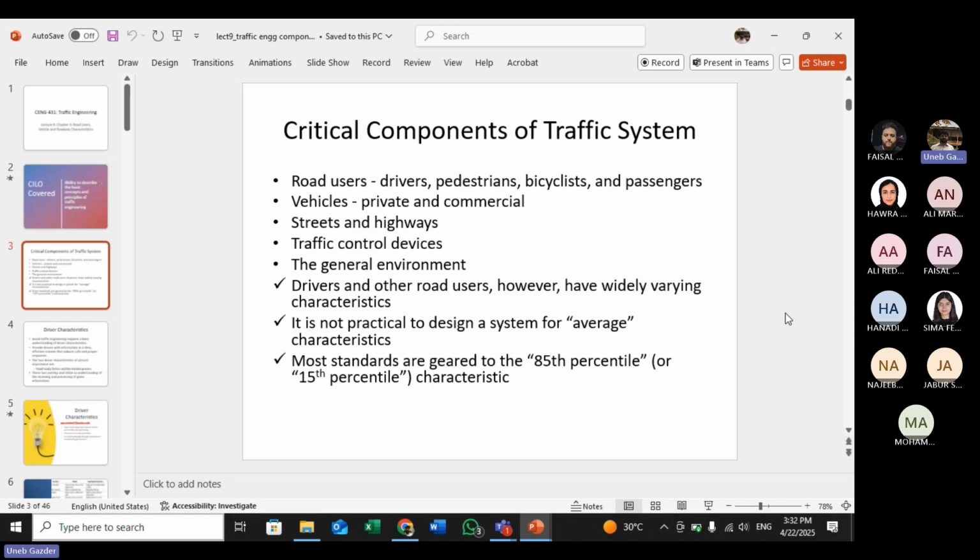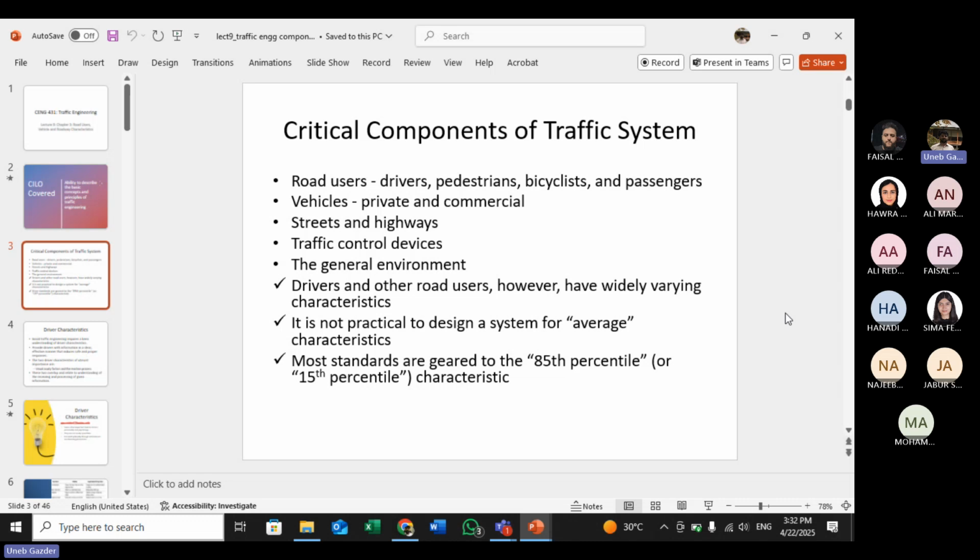Then we have streets and highways, all types of roads, basically. The third component is all types of roads. Then we have control devices. We already finished the topic of control devices. Signal is a control device. And then we have discussed markings and signs and signals and all these things. So they are part of the traffic system.